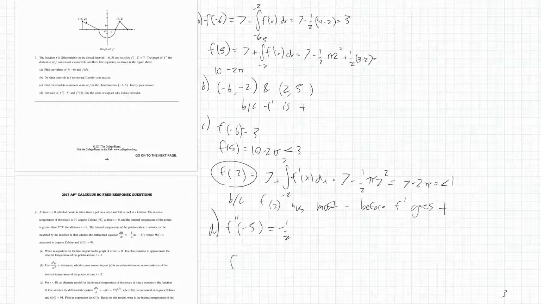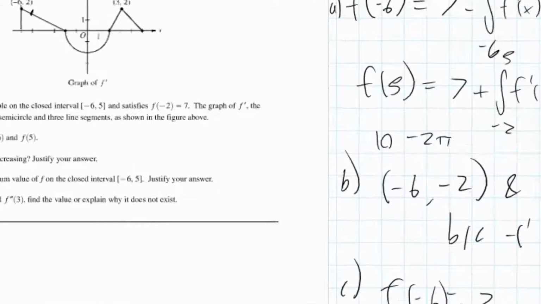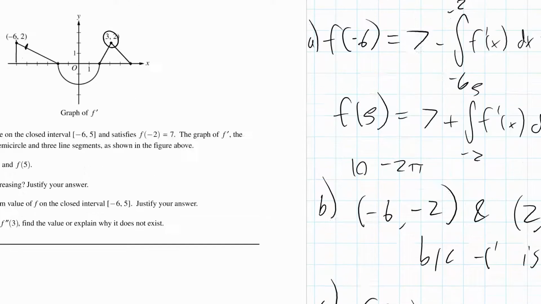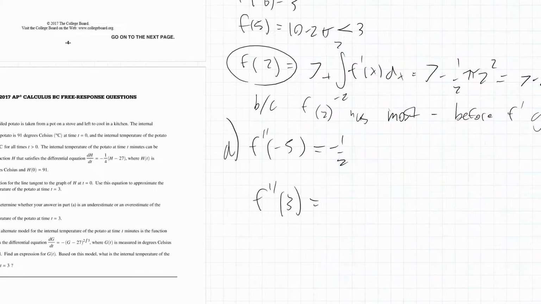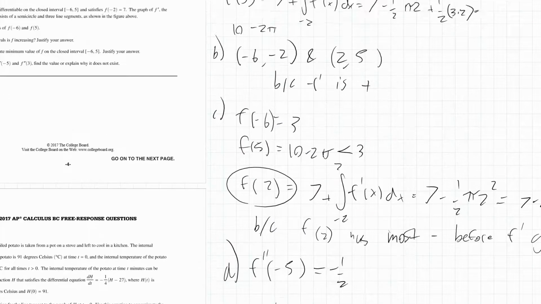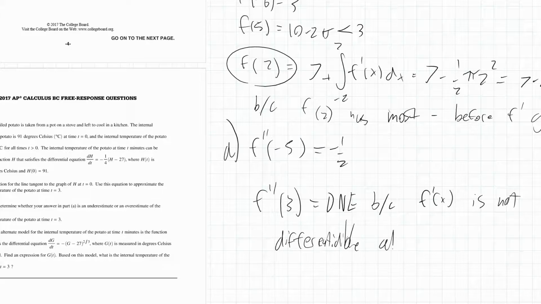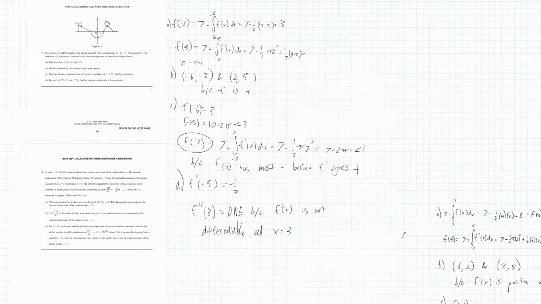Now for f double prime of 3, we look on the graph, and it's right here. At this point, there's a corner, so the slopes are different approaching it from either side. So it does not exist. It equals DNE because f prime of x is not differentiable at x equals 3. And that is all of it.